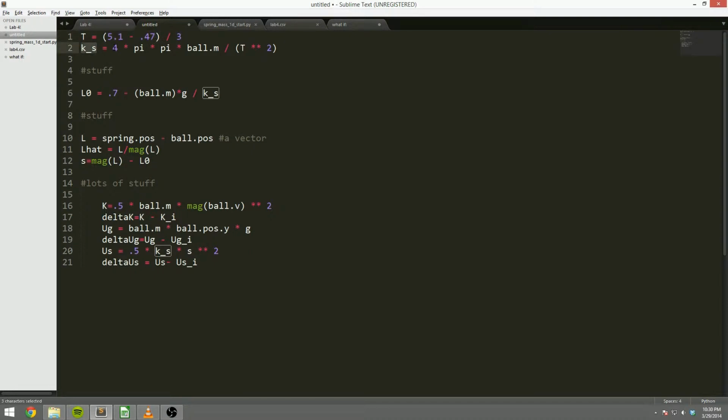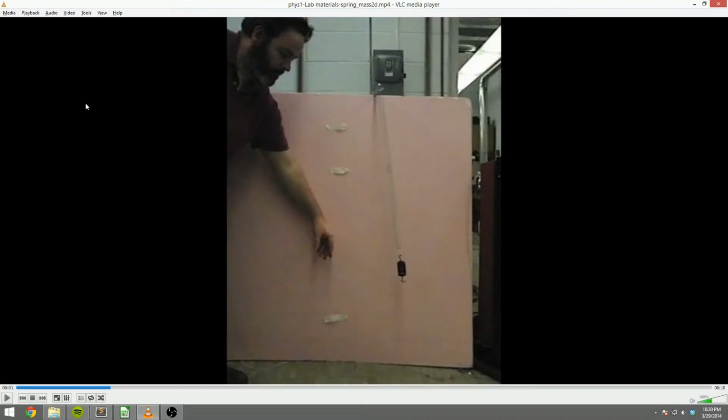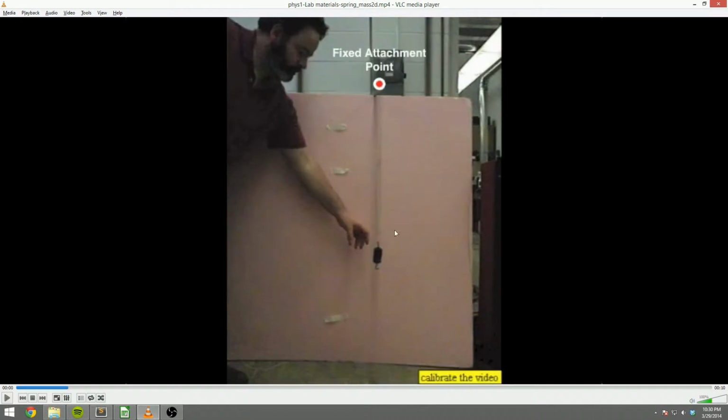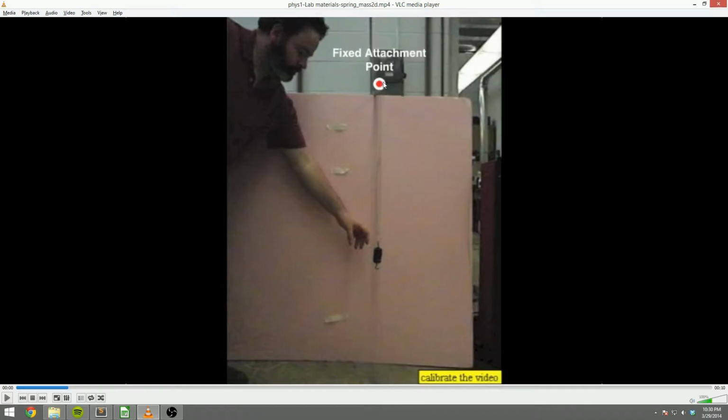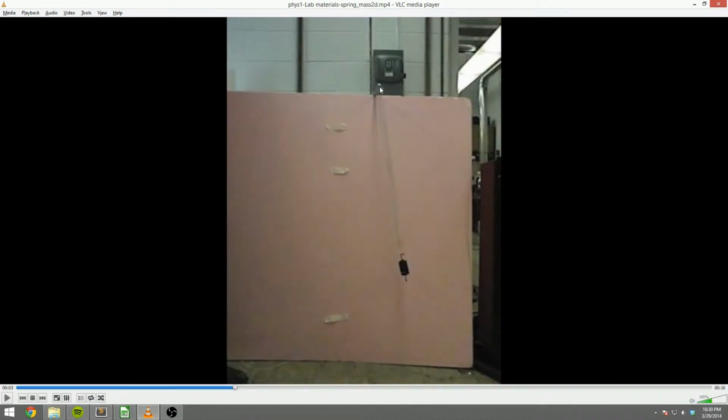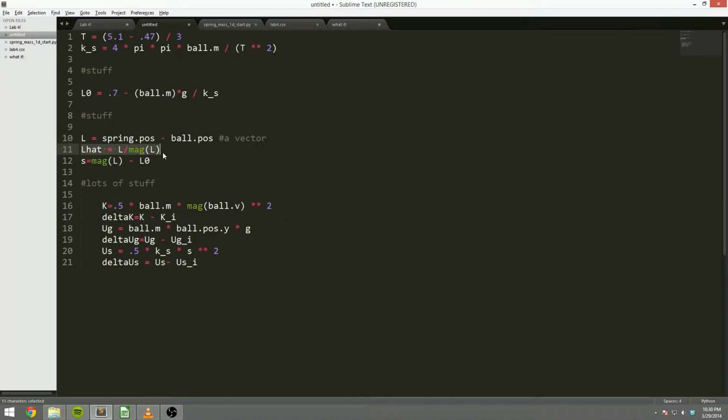The spring constant k is given by 4 pi squared times mass divided by the period squared. L naught is equal to 0.7, which is the length when the weight is just hanging, like that. So that's 0.7 meters from there to there, minus mg over the spring constant. L, which is just the length of the spring at any given time, is equal to the spring position, which is this fixed point, minus the mass's position, which is this point. So that's L there. L hat is the unit vector in that direction, and s is the magnitude of L minus L naught, because L is a vector and L naught is just a distance.